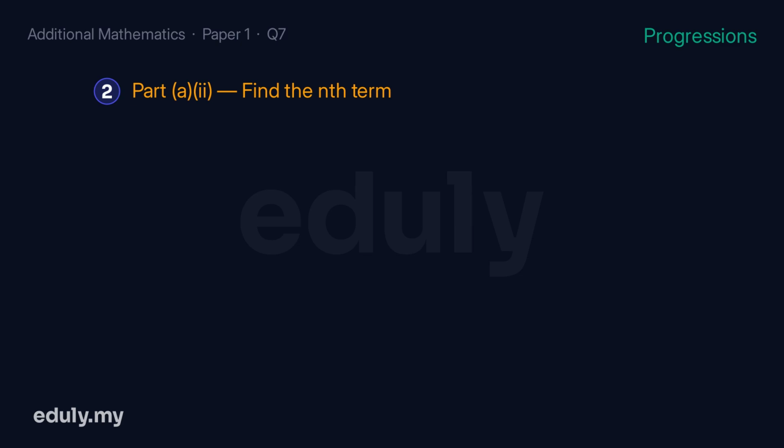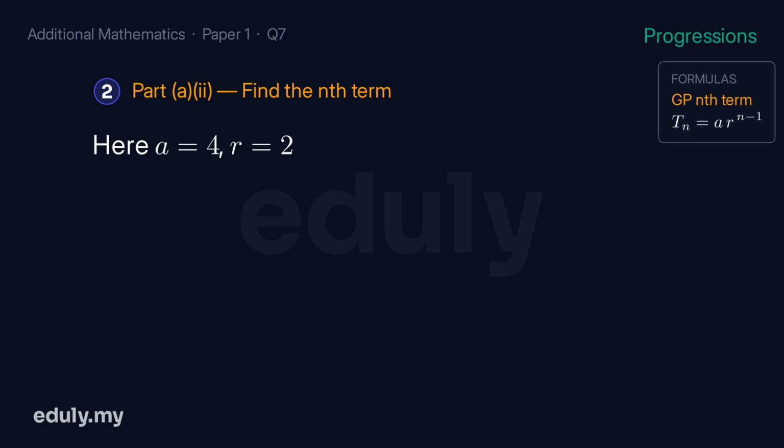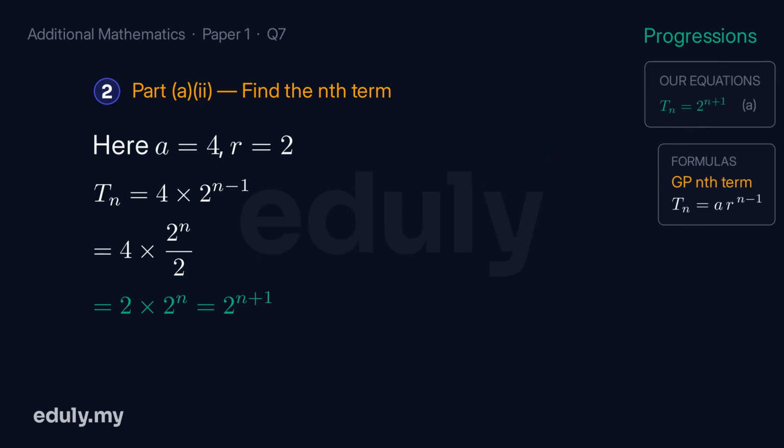Step 2. Now find the nth term. We use the G.P. nth term formula. Tn equals a r to the n minus 1. Our first term is 4, and the common ratio is 2. Plug them in. Rewrite 2 to the n minus 1 as 2 to the n over 2, then simplify. 4 over 2 is 2, so we get 2 times 2 to the n, which is 2 to the n plus 1. Park that, Tn equals 2 to the n plus 1.